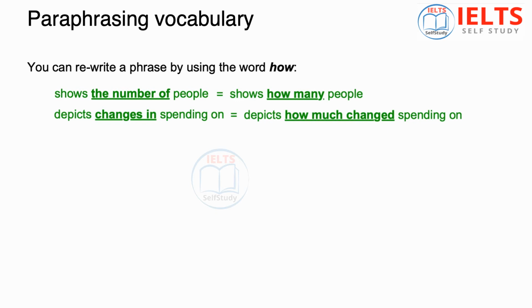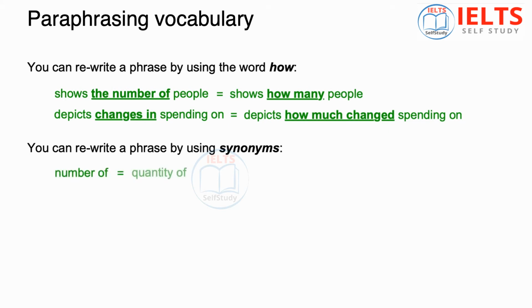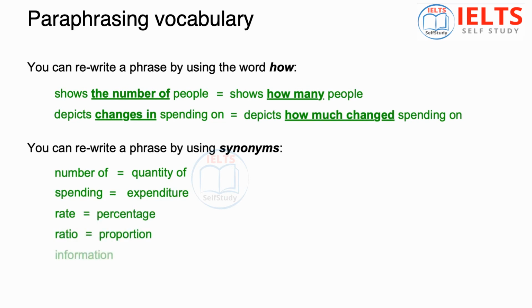Also, you can rewrite a phrase by using synonyms. For example, you can replace the following phrases. Number of is equal to quantity of. Spending can be replaced with expenditure. Rate with percentage. Ratio with proportion. Information with data.